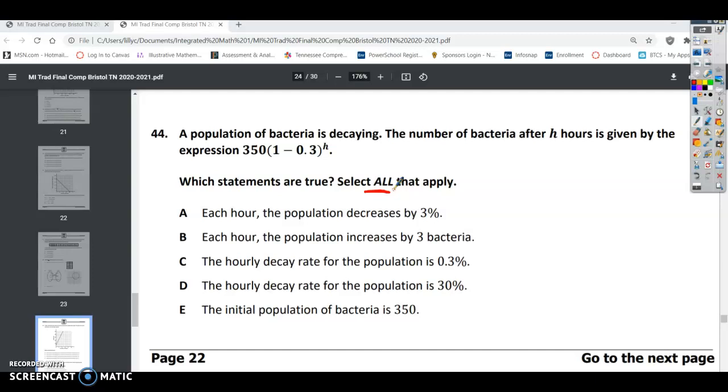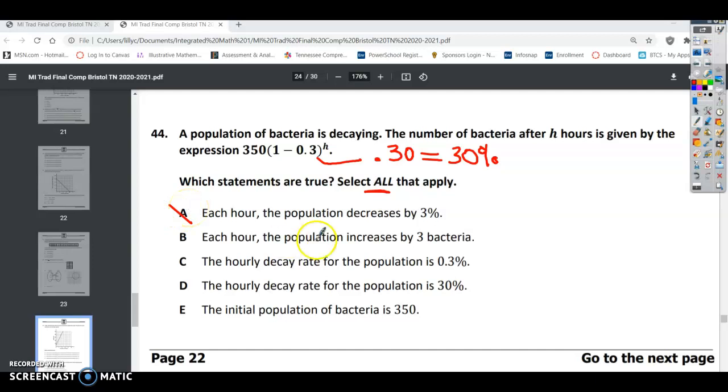All right, so let's look at this. Each hour, the population decreases by 3%. All right, so again, we're going to take this 0.3 and turn that into a percent. As a percent, that's the same as 0.30, so that's equal to 30%. For 3%, it would be 0.03, not 0.3. So A is not correct.